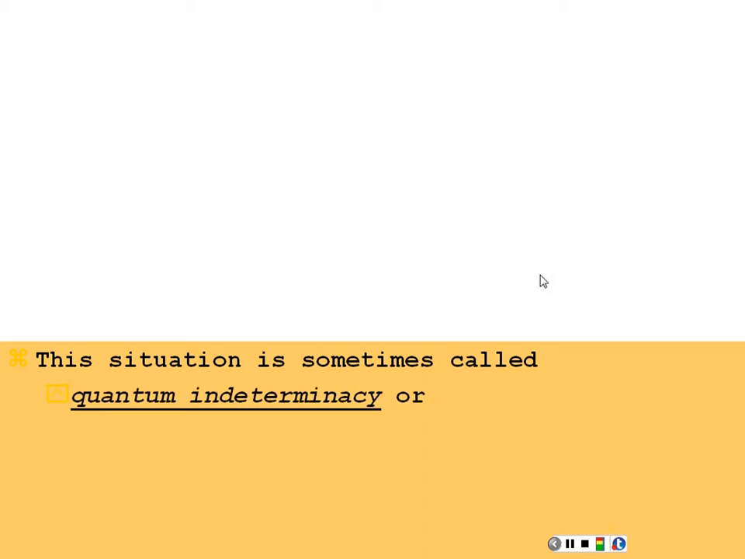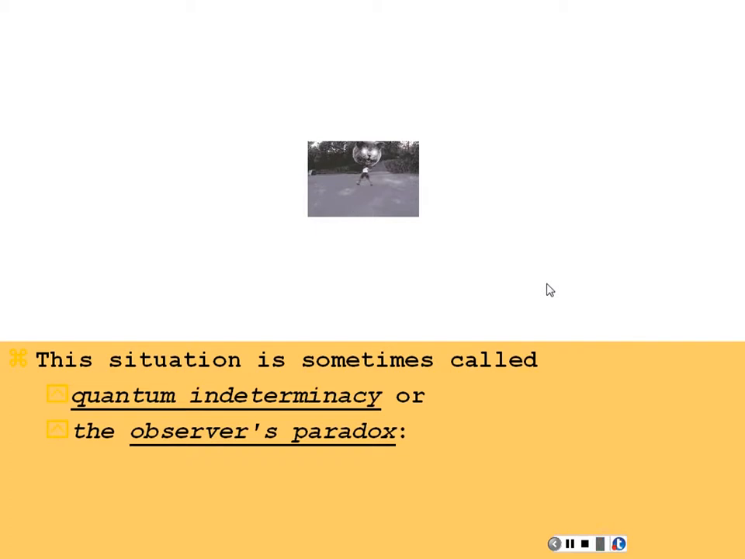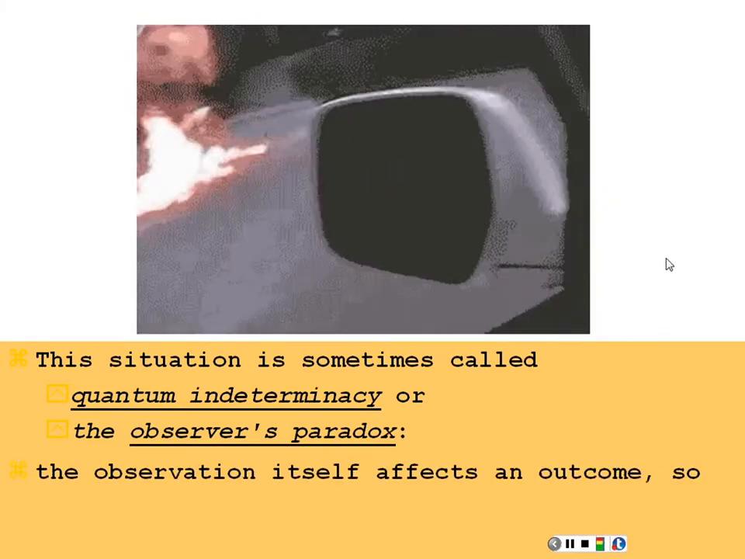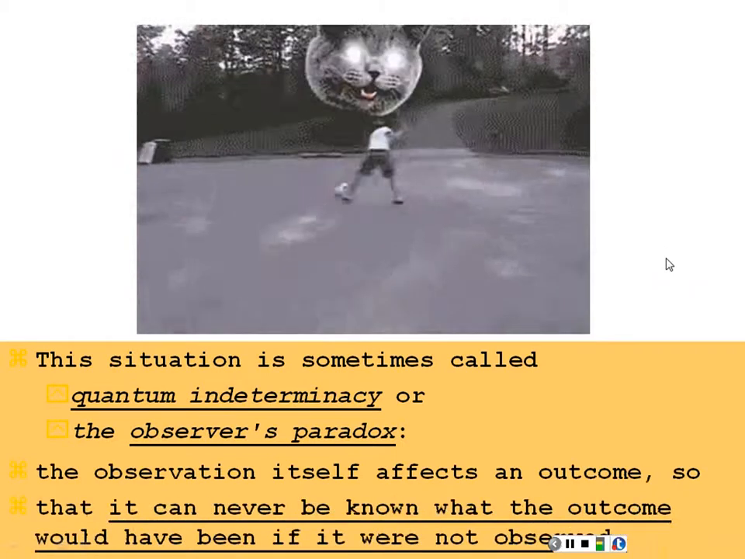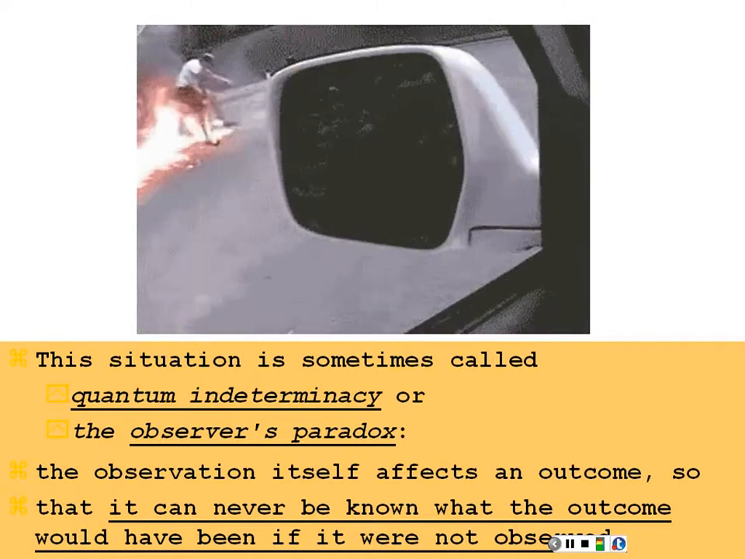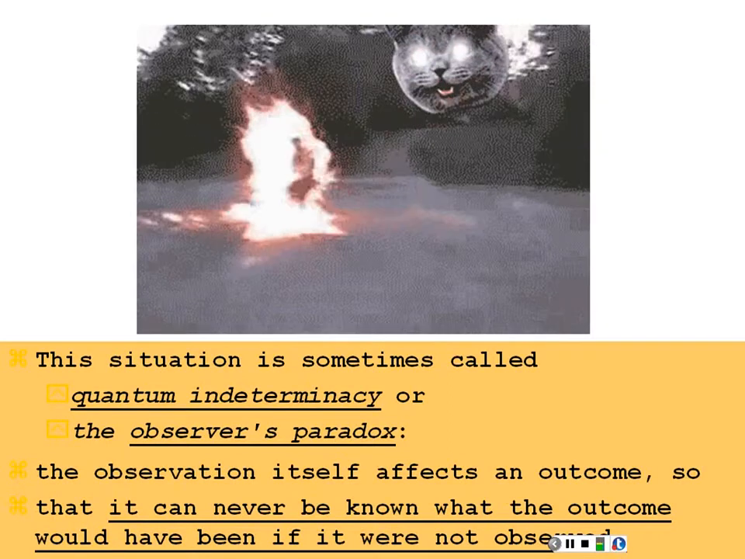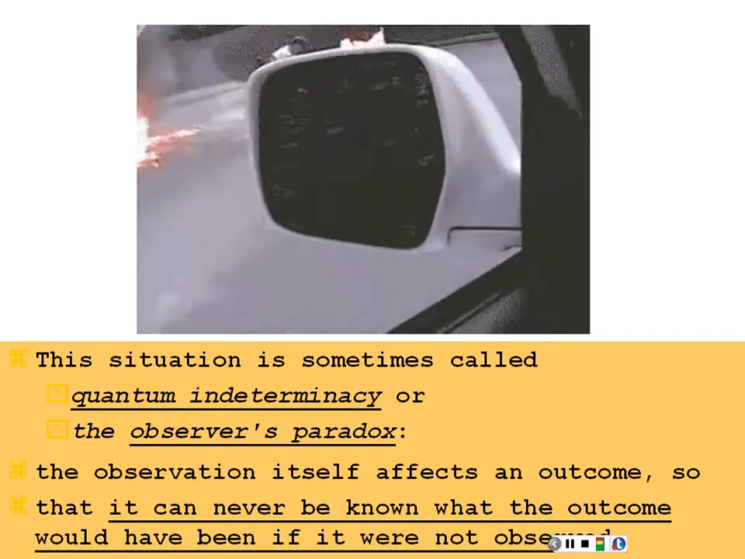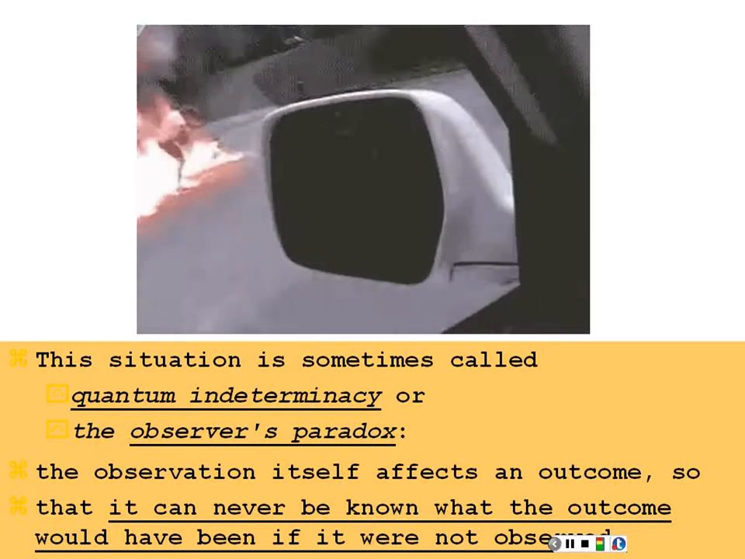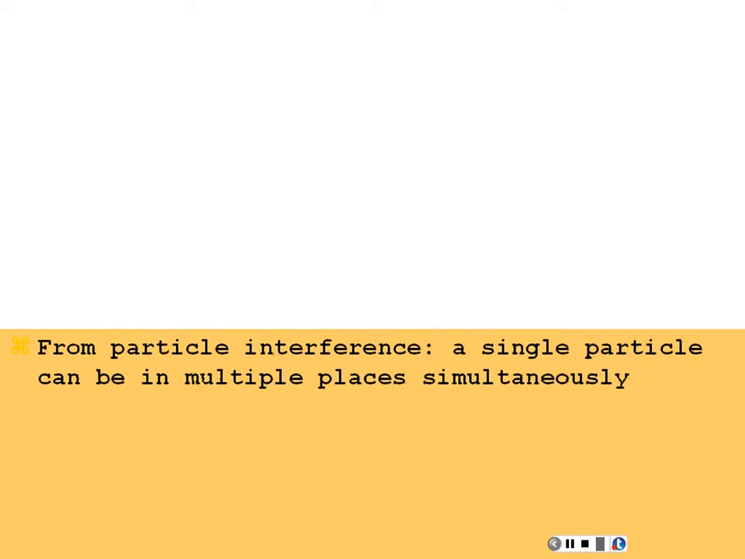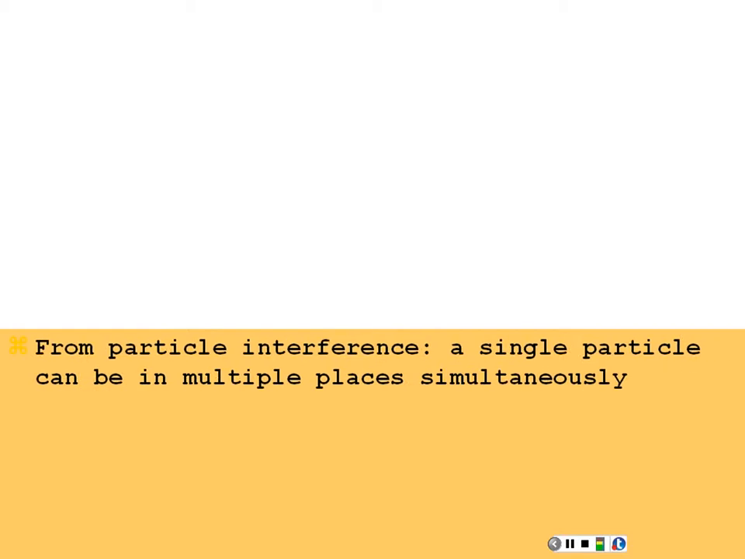This situation is sometimes called quantum indeterminacy or the observer's paradox. And it kind of goes like this. The observer's observation itself affects the outcome. It can never be known what the outcome is or what it would have been if it were not observed. The fact that you go in to find the outcome finally determines the observation for you. But you can't know what it would have been before that observation. It still would remain in a superposition of states. Like I said, this has become famously an example in pop culture.